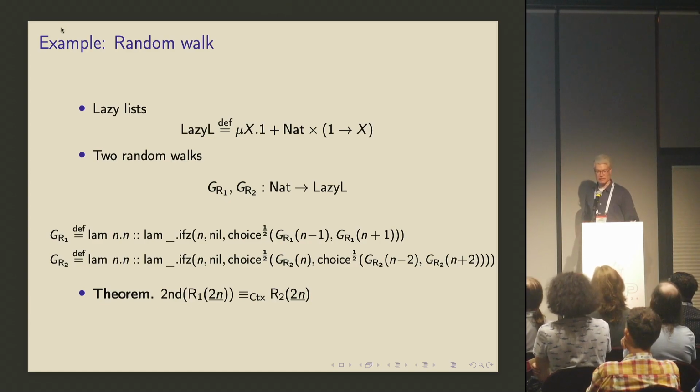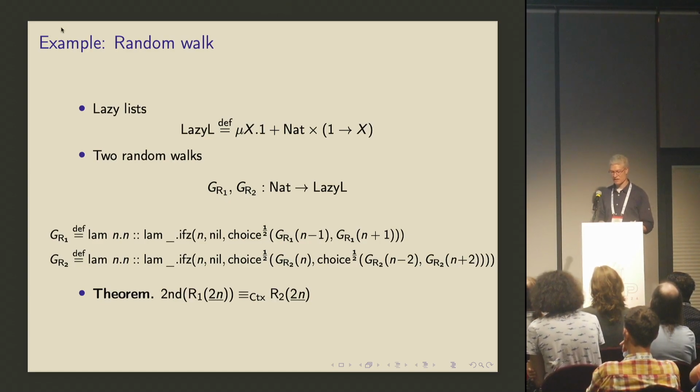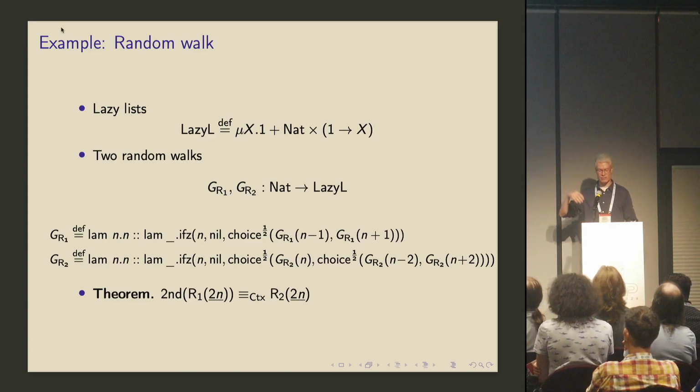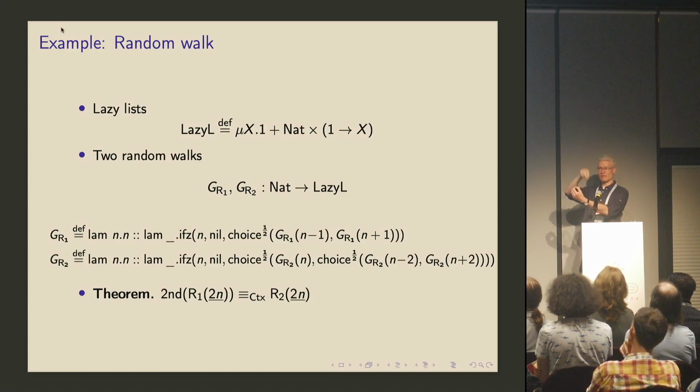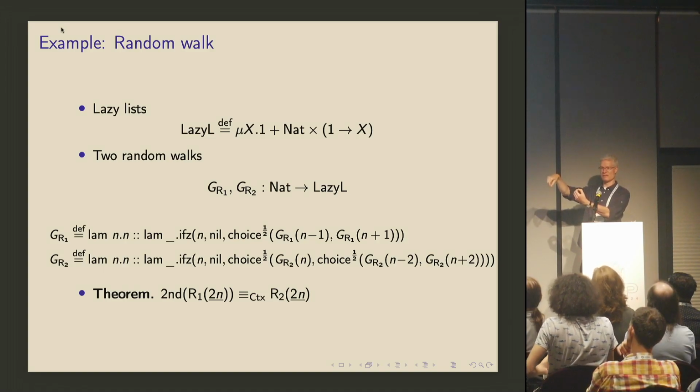Another example we did is the lazy list here. Or the random walk. So you can imagine doing a random walk on the natural numbers. You start somewhere, right? And then in each step you either move to the left with probability a half, or you move to the right with probability a half, right?